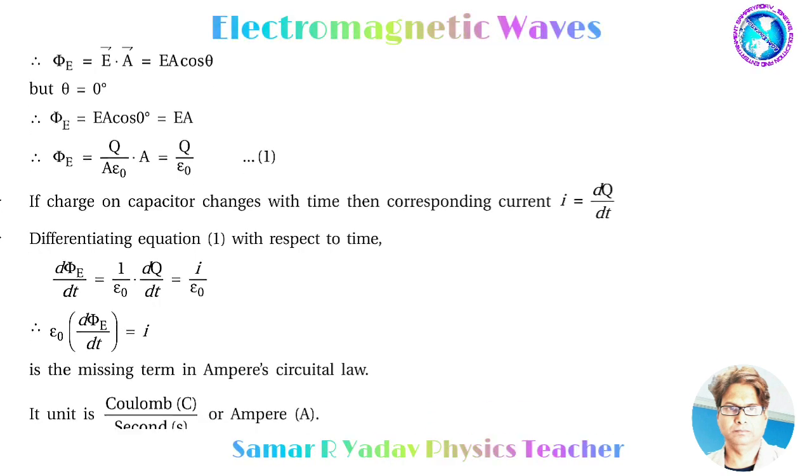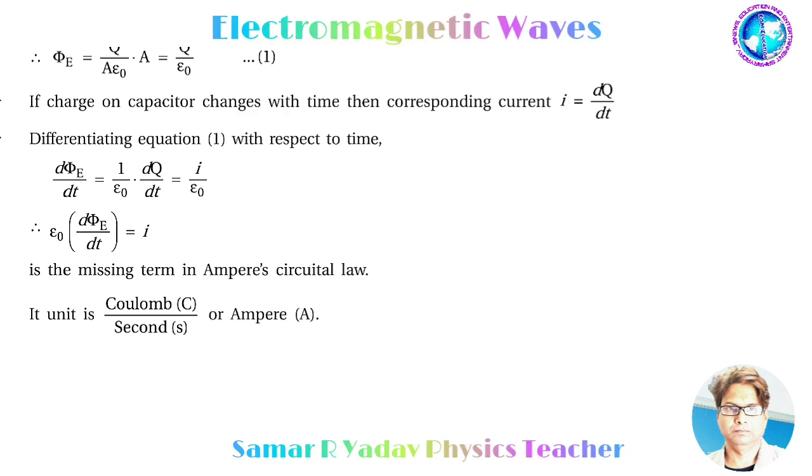Therefore, epsilon 0 into d phi E upon dt is equal to I, which is the missing term in Ampere's circuital law. Its unit is coulomb per second or ampere.